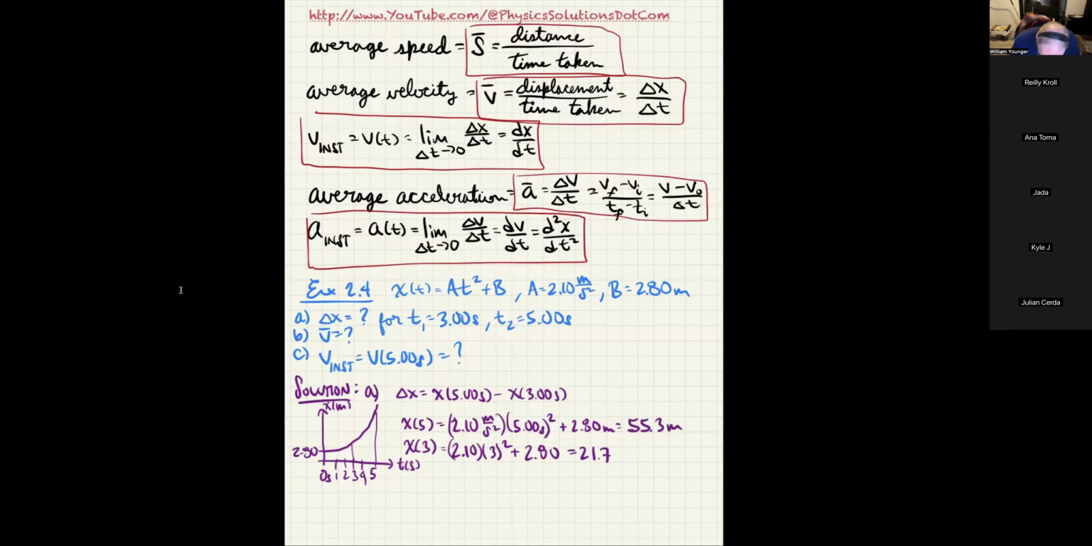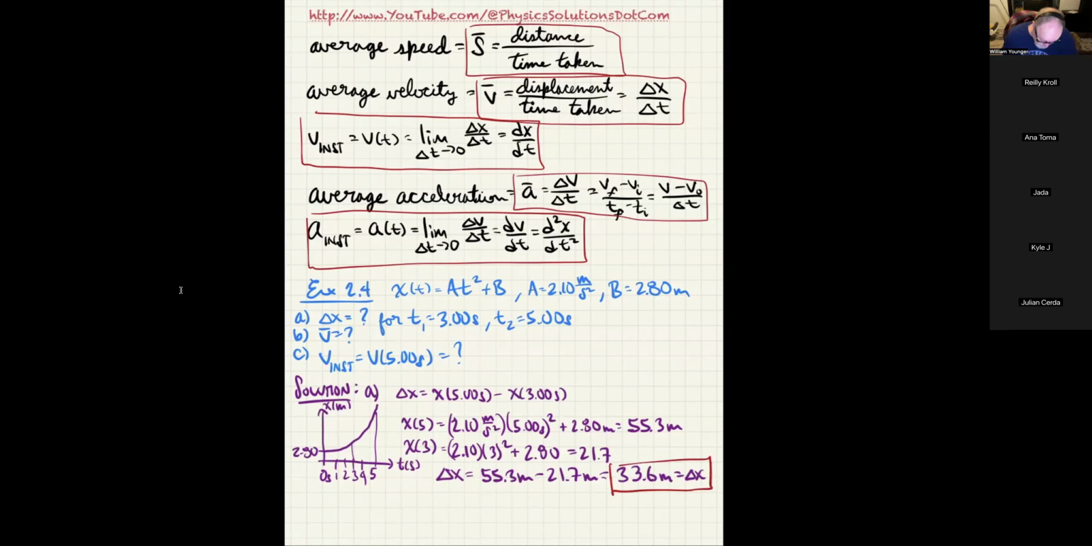55.3 meters. So delta x, which is what part A was supposed to be, should be 55.3 meters minus 21.7 meters. And that gives me 33.6. Ooh, 33.6 meters. So that's part A's answer.